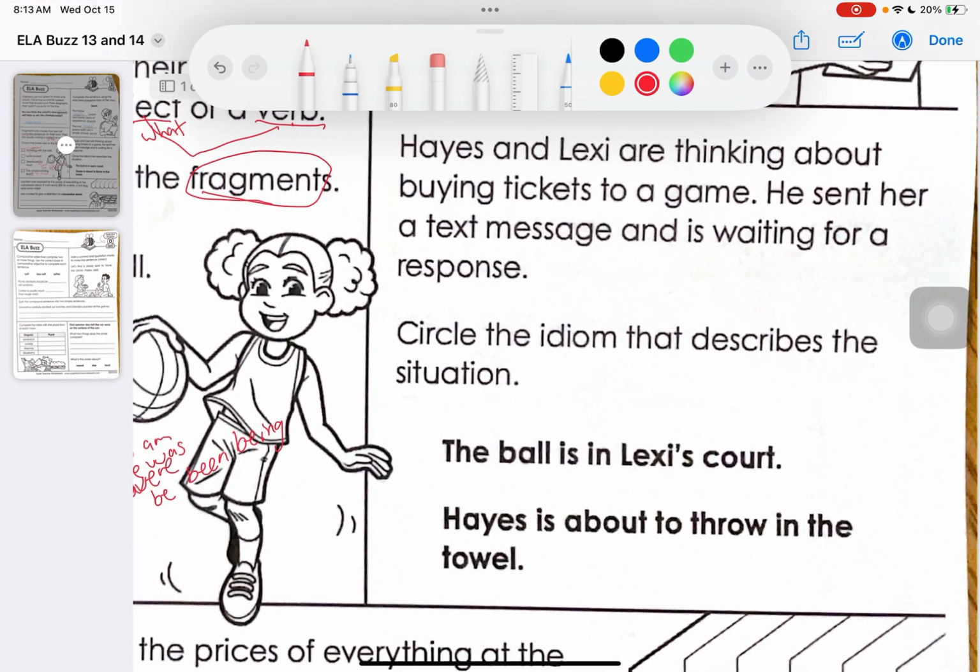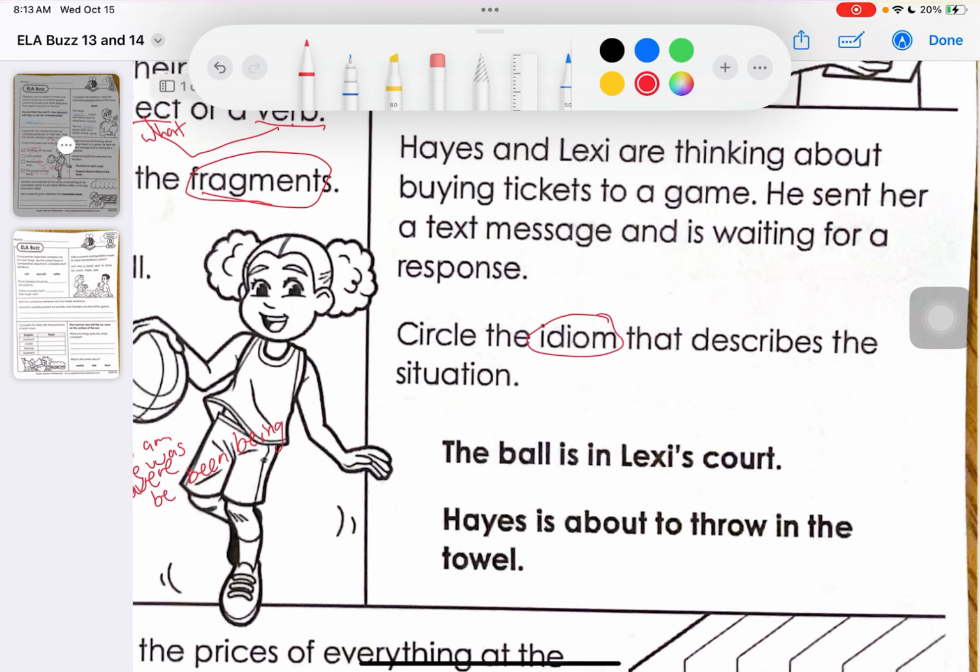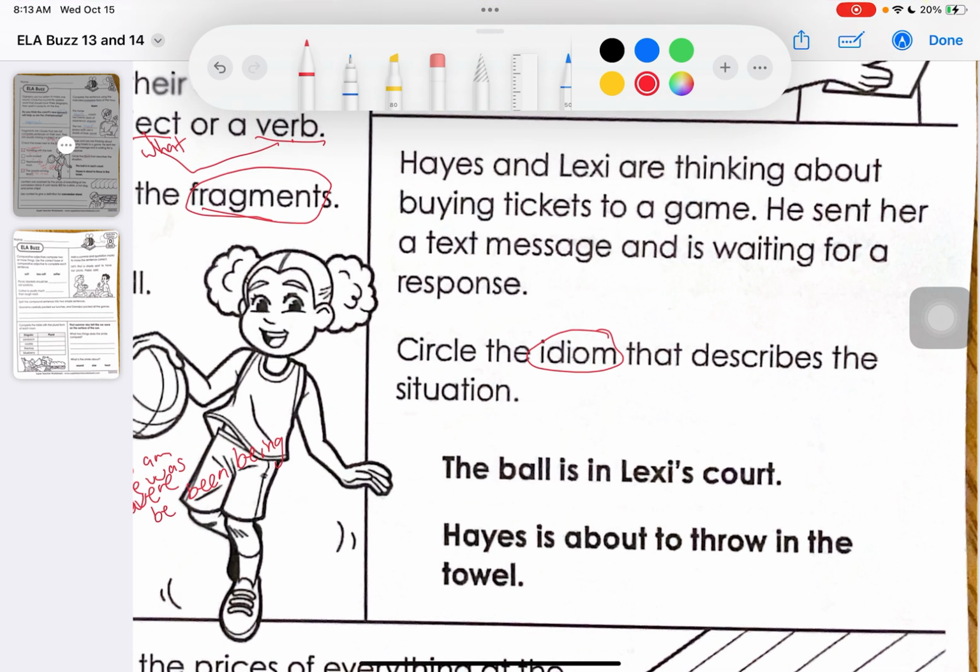Hayes and Lexi are thinking about buying tickets to a game. He sent her a text message and is waiting for a response. Circle the idiom that describes the situation. Idioms are figurative language phrases that people use often. Hayes is he. Hayes sent Lexi a text message and is waiting for her to respond.